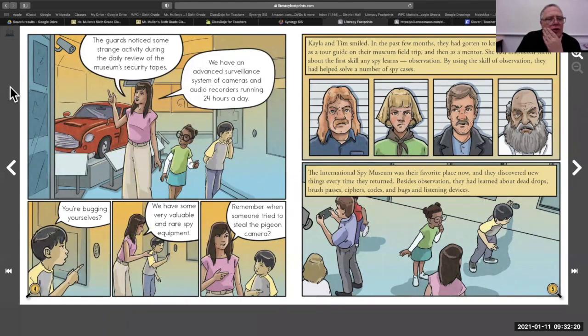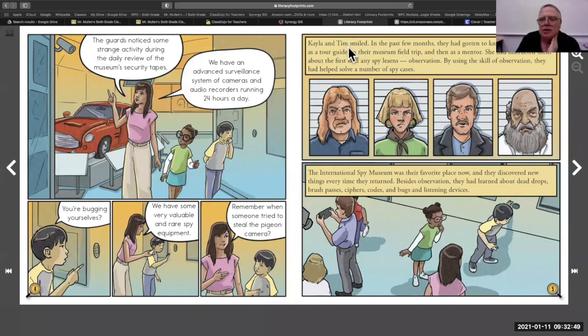The guard noticed some strange activity during the daily review of the museum's security tapes. We have an advanced surveillance system of cameras and audio recordings running 24 hours a day. You're bugging yourselves? We have some very valuable and rare spy equipment. Remember when someone tried to steal the pigeon camera?